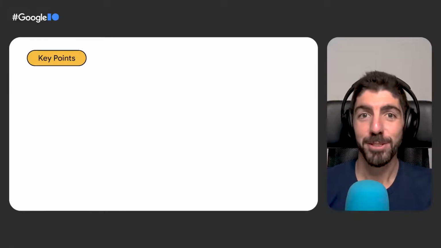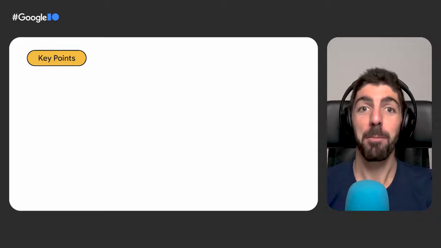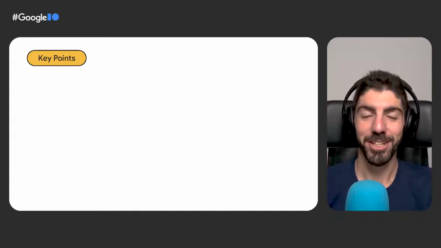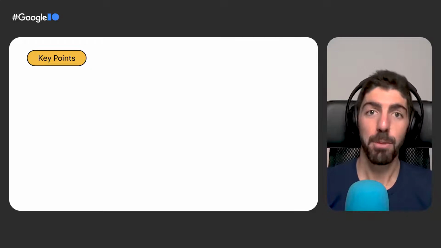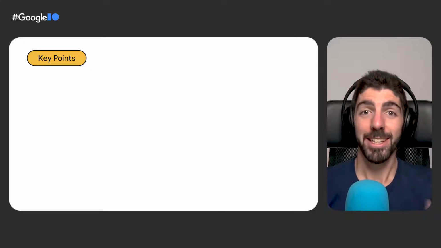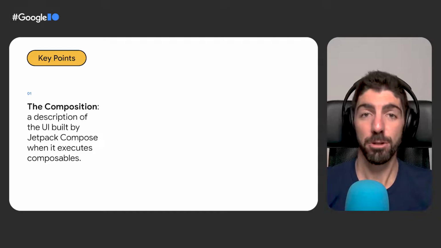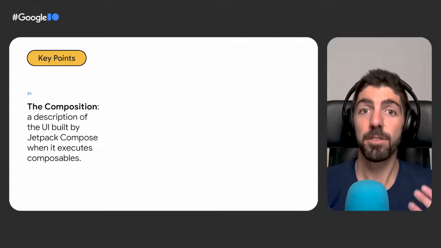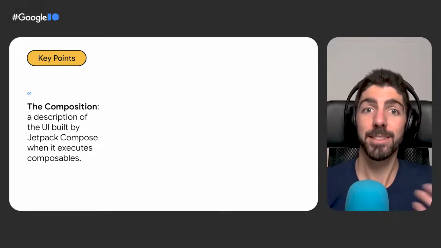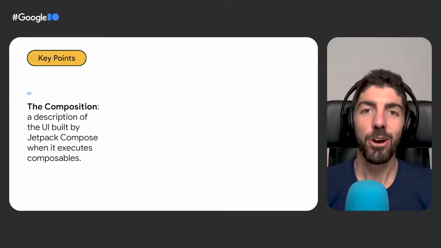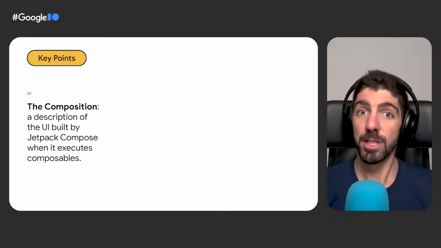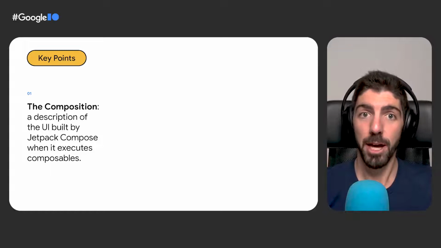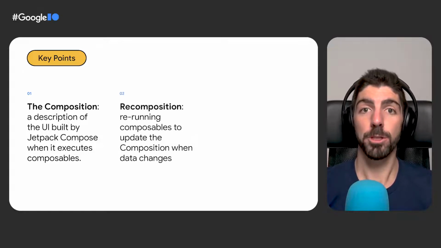A bit of theory is coming, so please, people watching this, bear with me and pay attention, this is important. We know that Compose transforms data into UI by calling composable functions. The output of this is what we call the composition. That is, the description of the UI built by Compose when it executes composables. Now, if a state change happens, Compose re-executes the affected composable functions with the new state, creating an updated UI. And this is called recomposition.